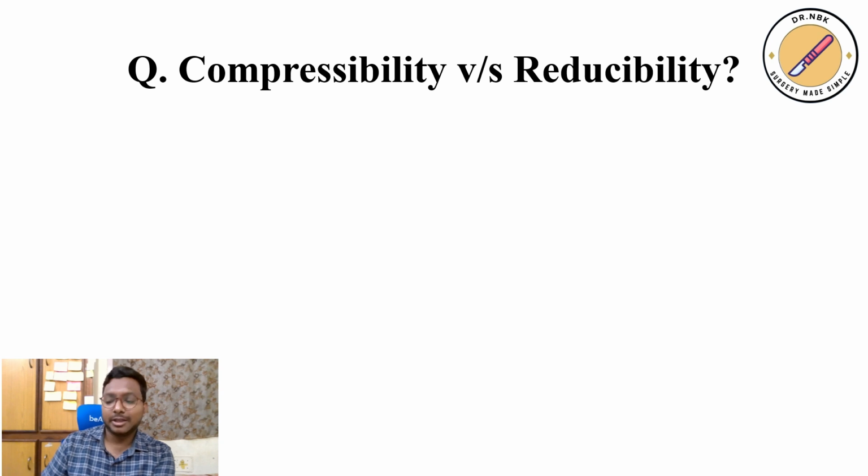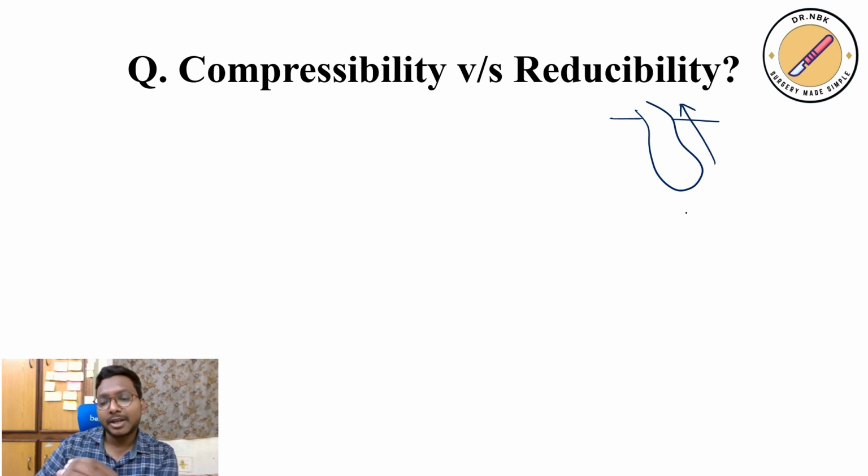I mean, there is reducibility present. So the examiner will ask you what is the difference between compressibility versus reducibility. So please understand, let's say you have a groin swelling, you have tried to manipulate it gently and you have reduced the swelling. It will not reappear on its own unless you have a precipitating factor. So you are asking the patient to cough. This cough is acting as a precipitating factor. Then again it will reappear.